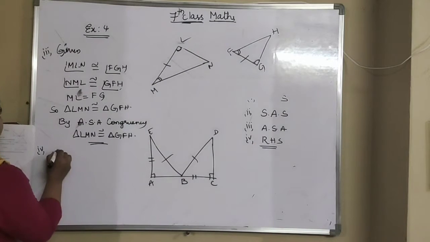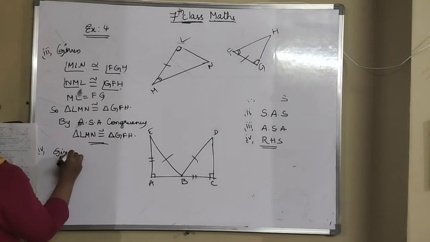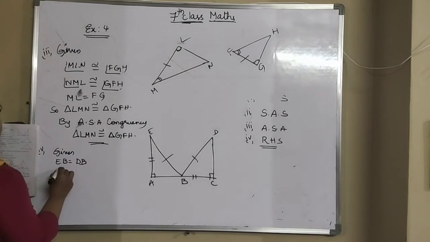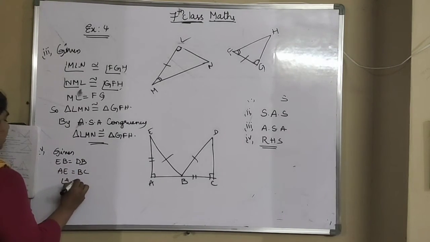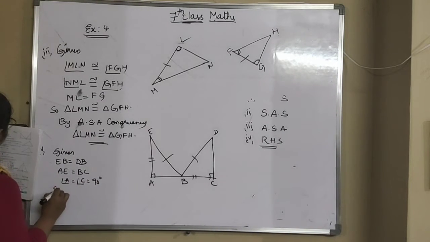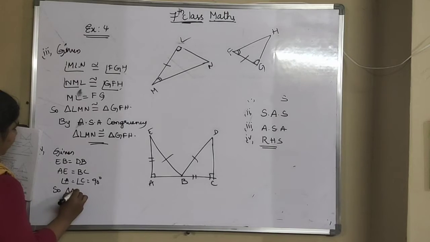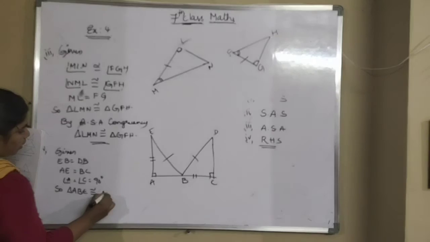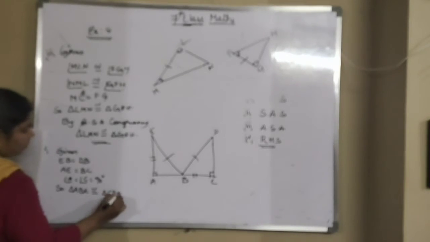So they have given it as EB is equal to DB, AE is equal to BC, angle A is equal to angle C is equal to 90 degrees, and so triangle ABE is congruent to triangle CDB.